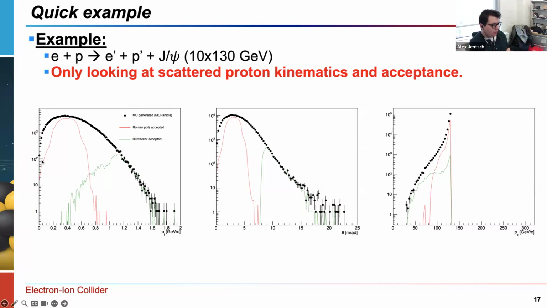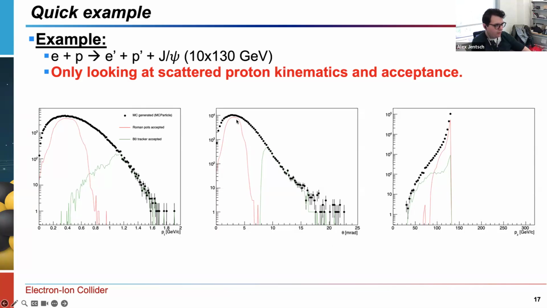And so you'll see here, I'm just showing the acceptance for right now. In this case, the scattered proton is going to go into two different detectors in the far forward region. So these protons are not in the main detector. They're going down the beam line toward these far forward detectors. In red, you'll see the particles going into the Roman pots, and in green, you have the particles which go into the B0. And what's important here is I plotted both transverse momentum and theta, and that's on purpose.